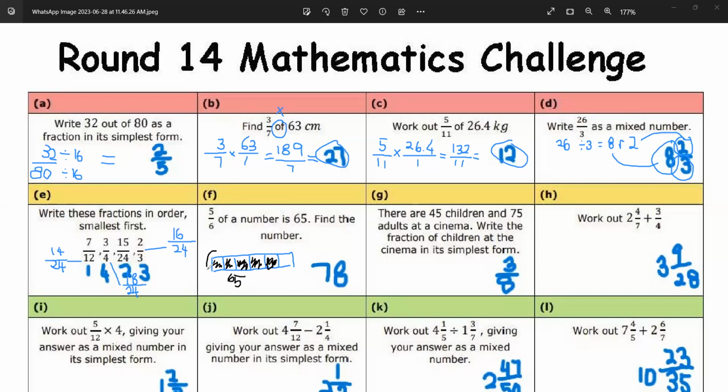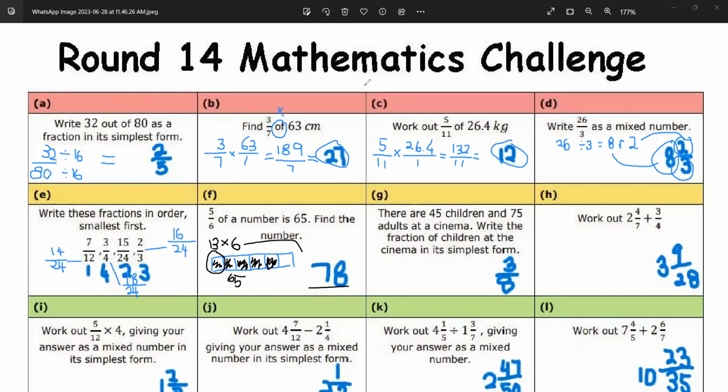So for each of the one part, we will need to find it out so that we can find the number. So to get this, we take 65 divided by 5. When we do this, we'll get 13. Then we take 13 times 6 to get the number. 13 times 6, we'll get 78. 78 will be the final answer.